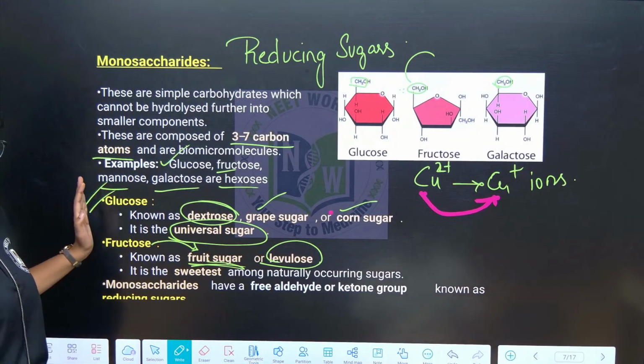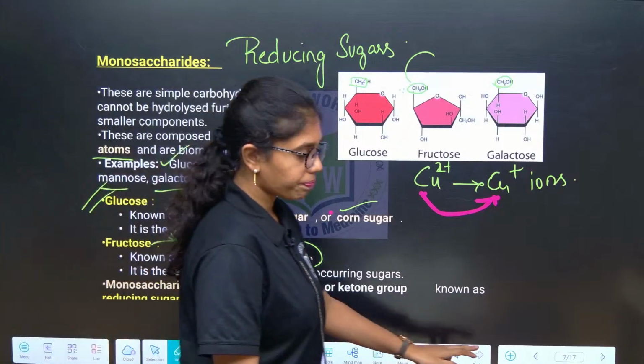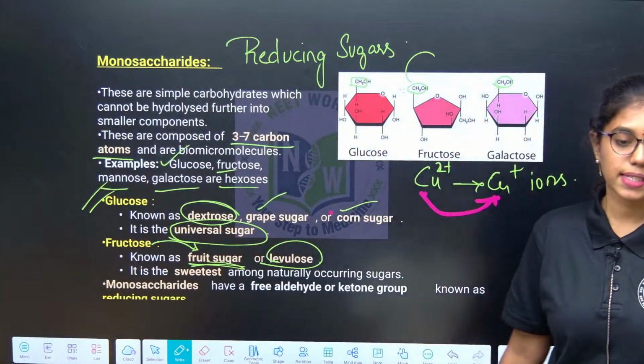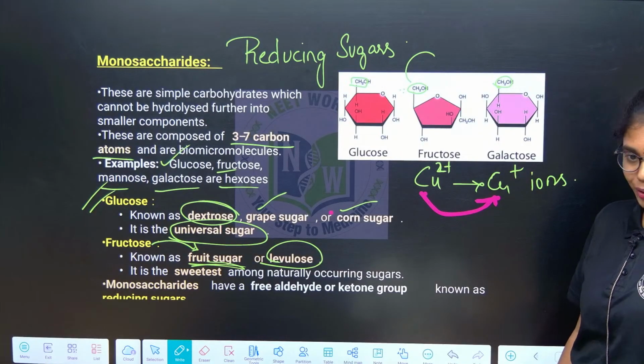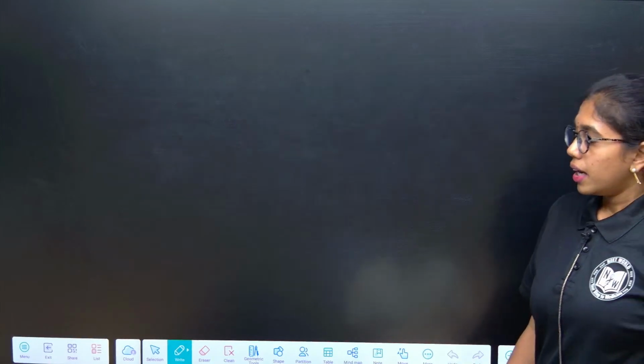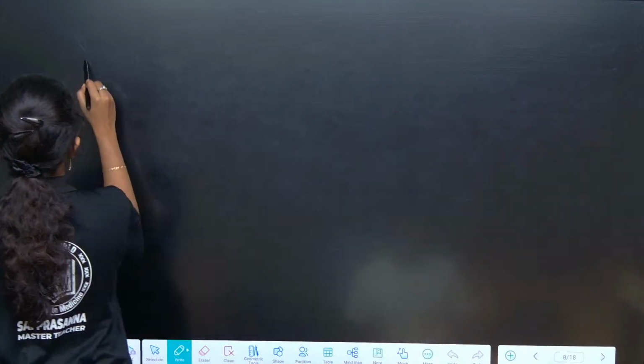Clear, right? Clear everything with monosaccharides? Glucose is the primary energy source. Yes, that is the primary energy source in plants. Animals too. Next, I am telling you about the derived monosaccharides.